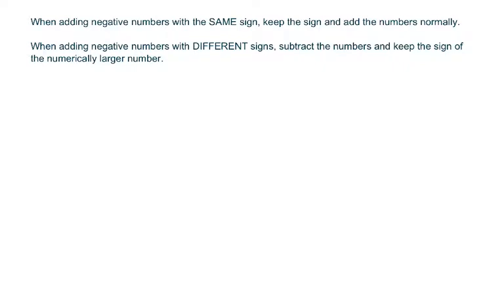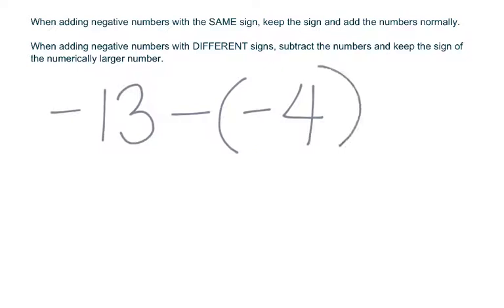Number 2 says negative 13 minus a negative 4. Okay, so it says when subtracting negative numbers, change the subtraction sign to an addition sign. Boom, done. And then change the sign of the next number after the subtraction sign. So we're going to change this to its opposite. So we're going to now make that positive as well. And then I want you to rewrite your problem. So now we have negative 13 plus a positive 4.